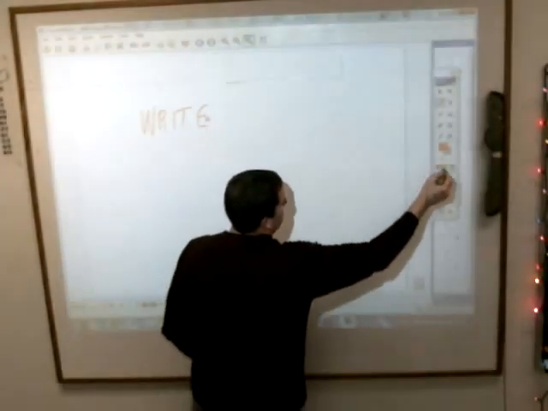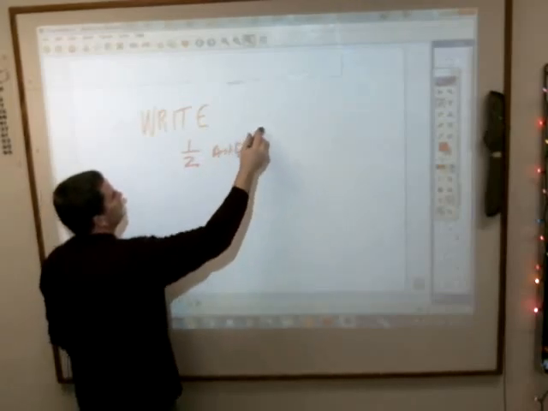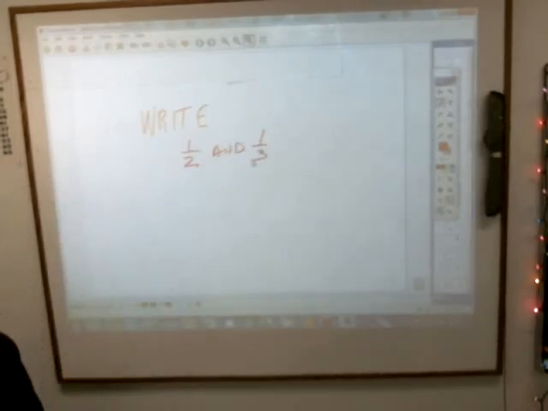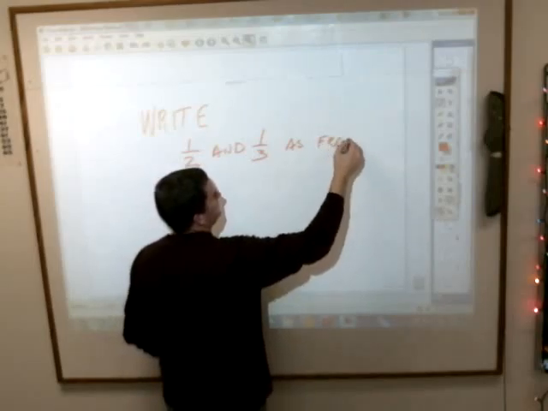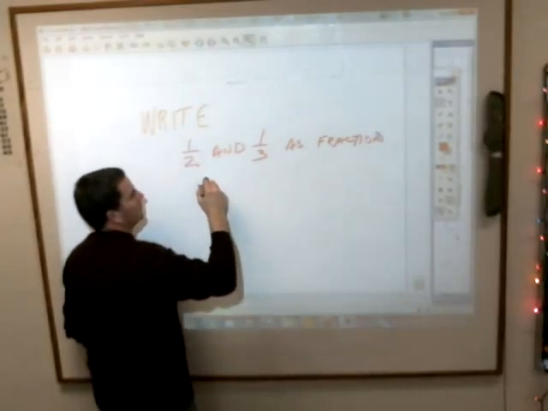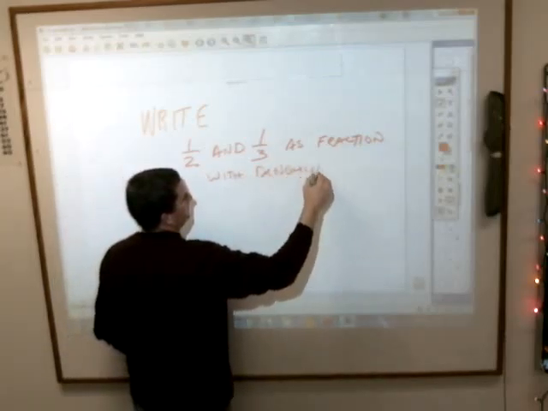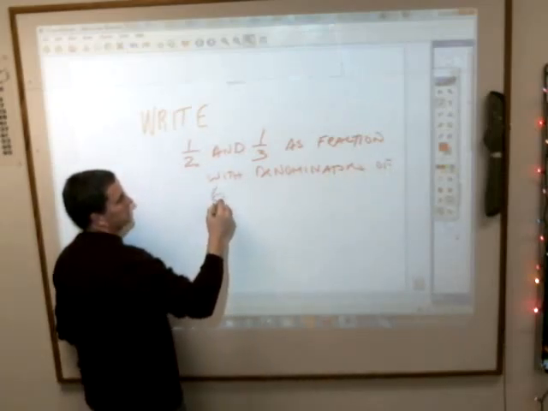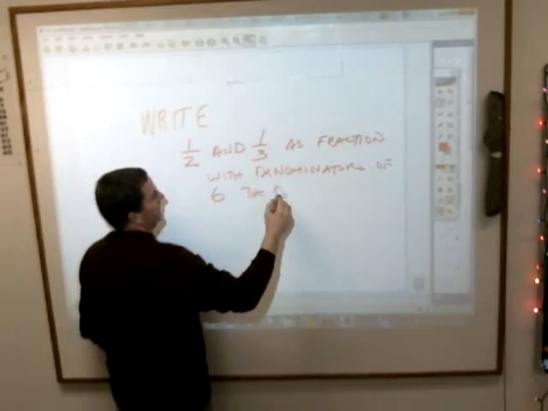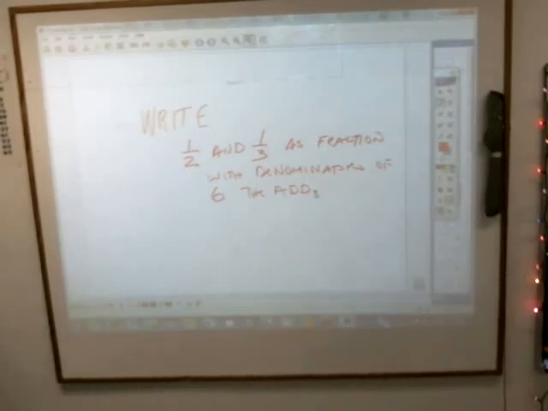Here's the problem, write 1/2 and 1/3 as fractions with denominators of 6. Then add. And people look at that and go, oh, what does that mean?